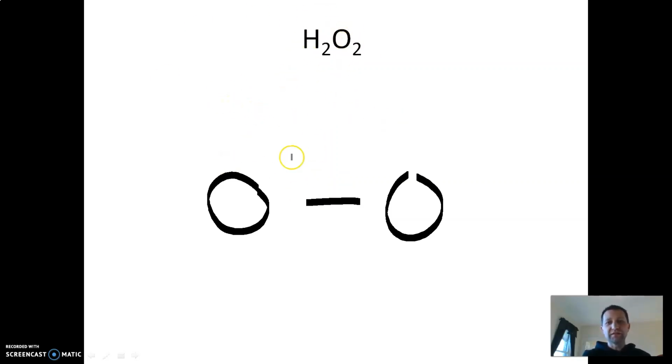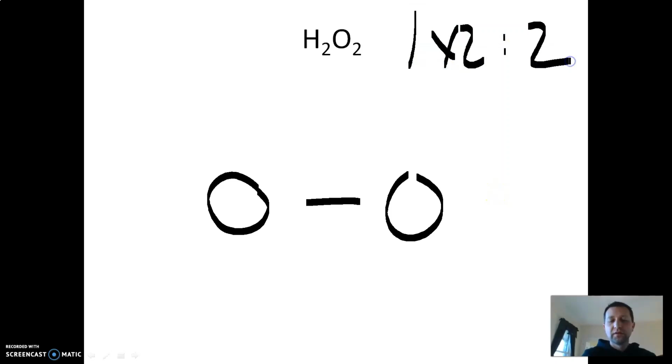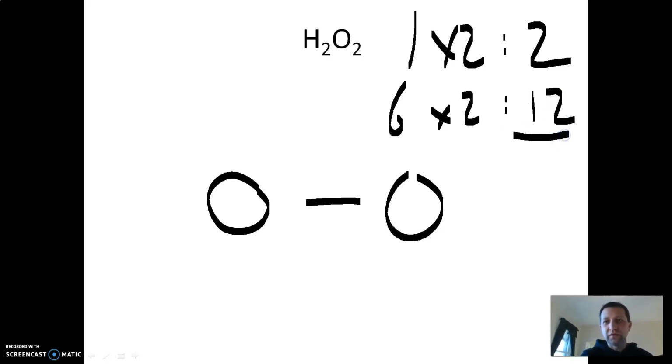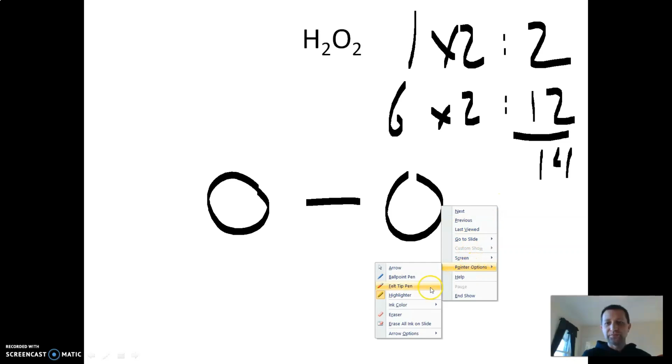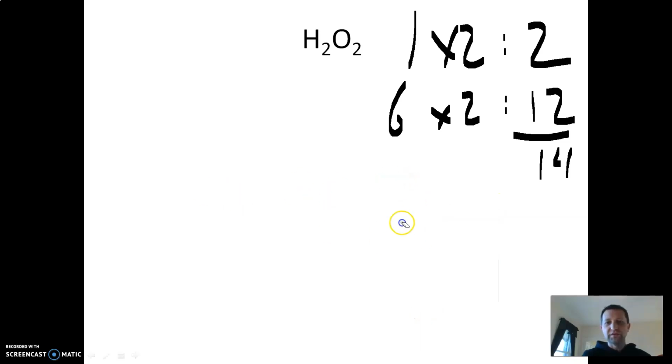We have 2 oxygens, so we'll put them in the middle, and let's count our electrons. 1 for hydrogen times 2 gives us 2 total. 6 on oxygen times 2 gives us 12. That gives us a total of 14. Okay, let's go through and put our electrons where they need to go. I'm going to move this over a little bit so we have room.